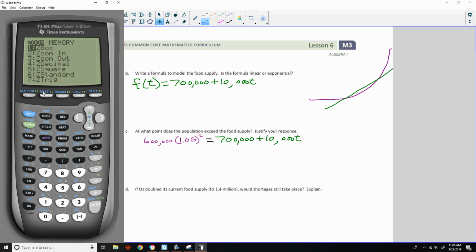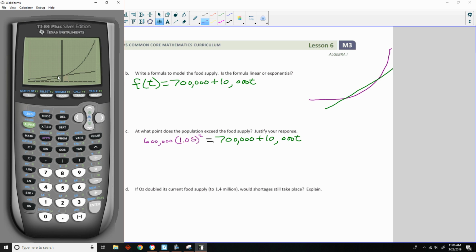And if I hit zoom fit, we might be able to see it. Zoom fit is zoom 0. And when I graph that, now we finally see it. Okay, so there is what it looks like graphed. It's exponential growth. And now I'm going to go to y equals, and on y2, I'm going to put 700,000 plus 10,000 x, and graph that. And there are our two lines.